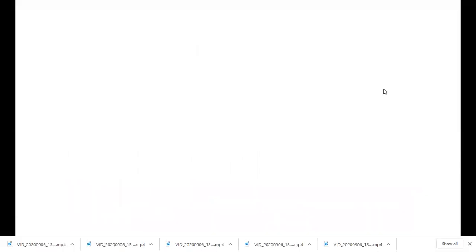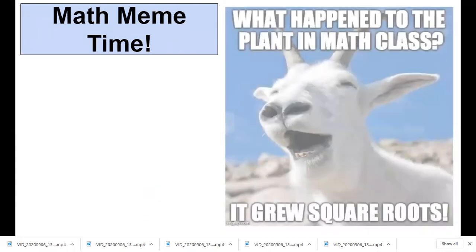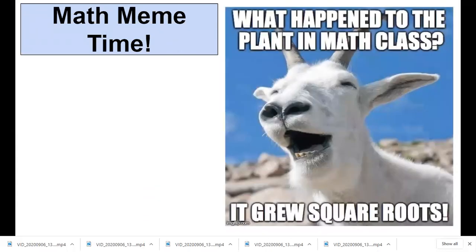So let's go. Let's start with my math meme here that I put together. What does it say? What happened to the plant in math class? It grew square roots. Ha, okay, hopefully you get that one. And a little fun today.